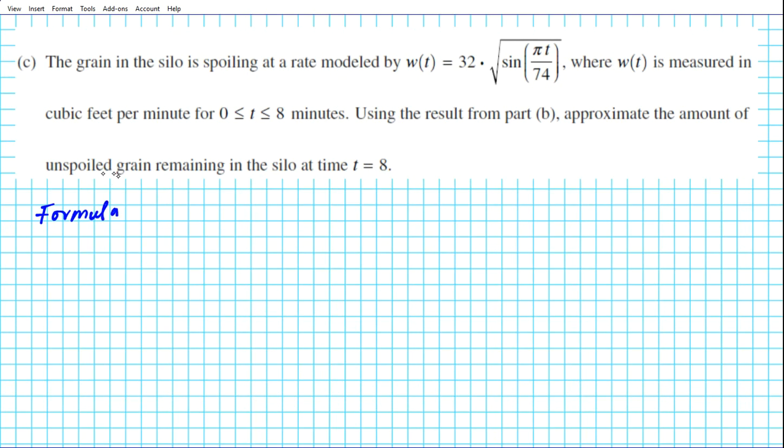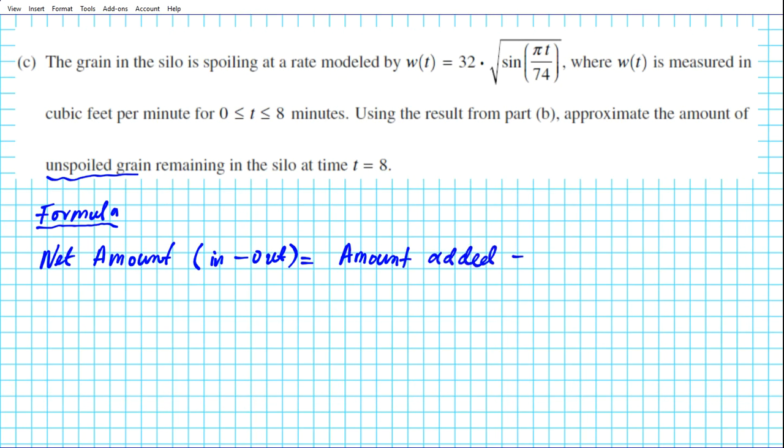So they're saying what's the amount of unspoiled grains. Okay, so we're going to refer to the difference between amount added and amount removed as the net amount. Anyway, the net amount, basically amount added minus amount out, is given by amount added minus amount removed.